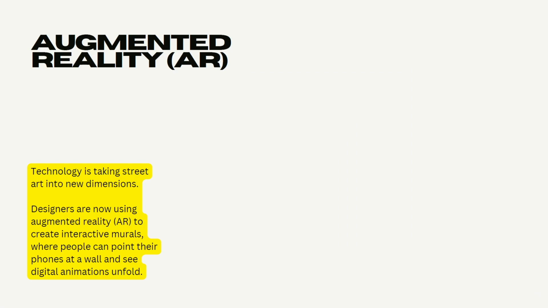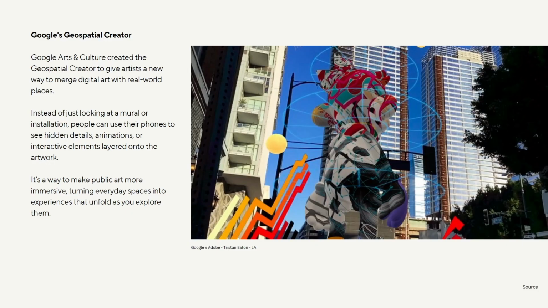AR. And this is where tech is sort of evolving everything a little bit further. And this is going to create more interactive murals. So you can point your phone at the wall and then see some sort of shape or digital animations pop out at you through your phone. And the big one to look at is Google's Geospatial Creator.